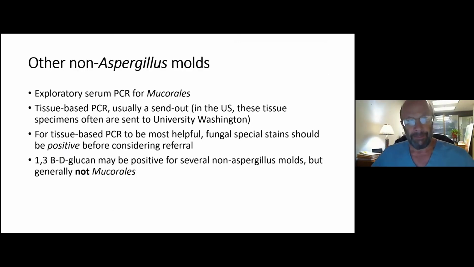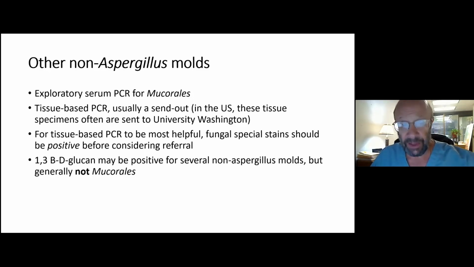Okay, moving on quickly to non-Aspergillus molds. There is very little to report here. Serum PCR for Mucorales is the only thing that's actually being developed at this point. There is a quantitative PCR for Mucorales that is being tested, but really nothing more than that at this point. So for Scedosporium, Fusarium, and some of the other non-Aspergillus molds, we simply don't have much to report here.